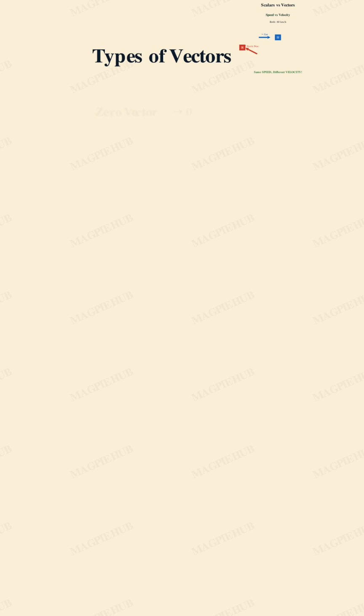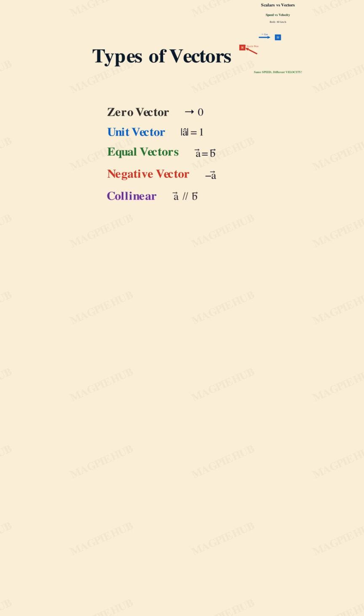Now let's see the types of vectors. A zero vector has magnitude 0 and arbitrary direction. A unit vector has magnitude exactly 1, written with a hat. Equal vectors have the same magnitude and the same direction. The negative of a vector has the same magnitude but opposite direction. Collinear vectors act along the same or parallel lines. Coplanar vectors lie in the same plane.